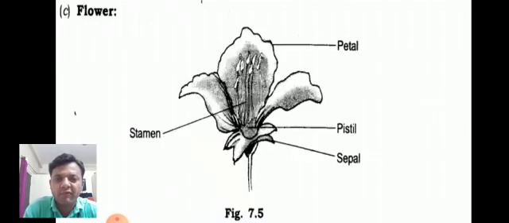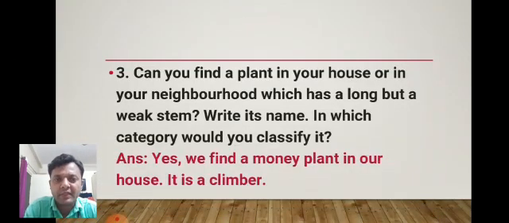And this is the structure of a flower. Petal, pistil, sepal and stamen. These are the four main parts of a flower that you need to show with the help of this labeling, and then you need to draw the diagram like this. Okay, moving on.